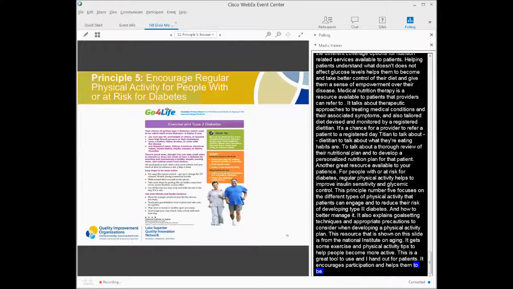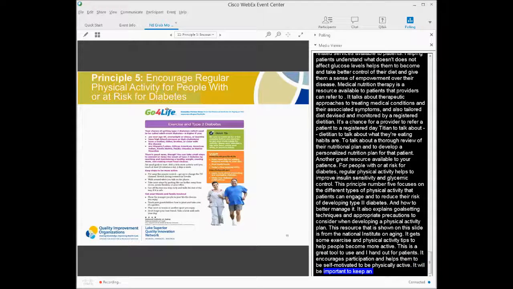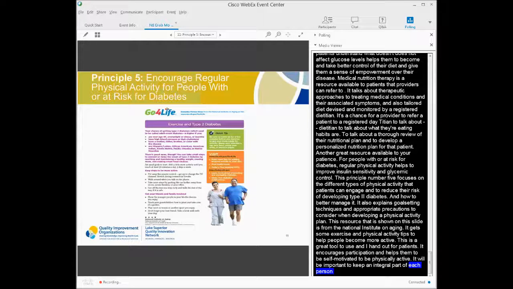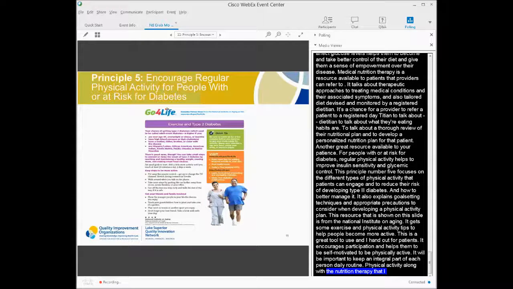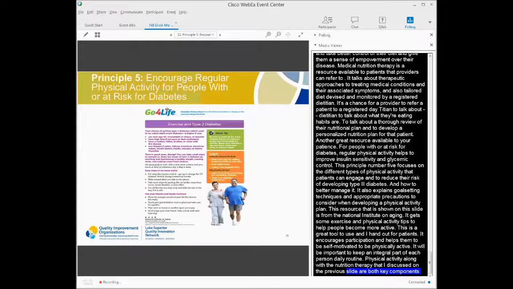It'll be important to keep it an integral part of each person's daily routine. So physical activity, along with the nutrition therapy that I discussed on the previous slide, are both key components of the lifestyle interventions that were tested in the DPP program for prediabetes. That was part of principle number 2.